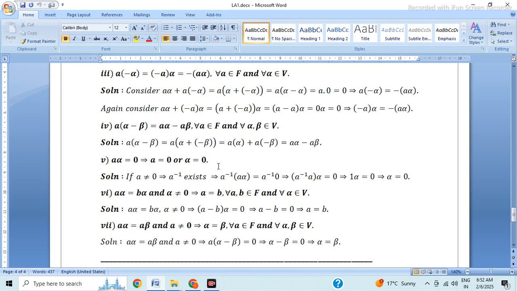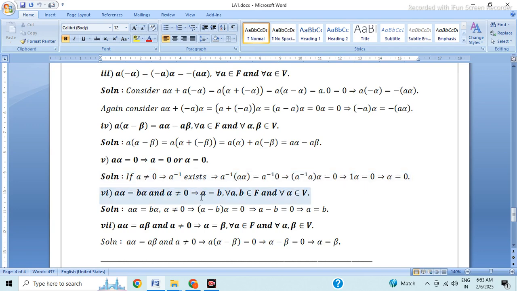Now to prove the fifth condition, we take A alpha equal to 0, then either A equal to 0 or alpha equal to 0. If A equal to 0, then alpha also will be 0. Next condition, A not equal to 0. Then A inverse exists. We will multiply both sides with A inverse. Then we get alpha equal to 0.